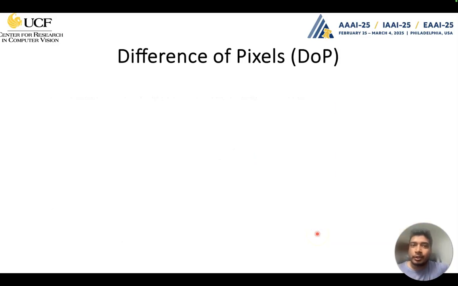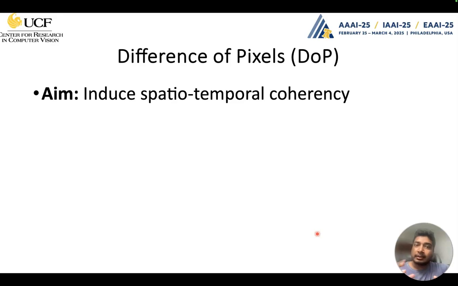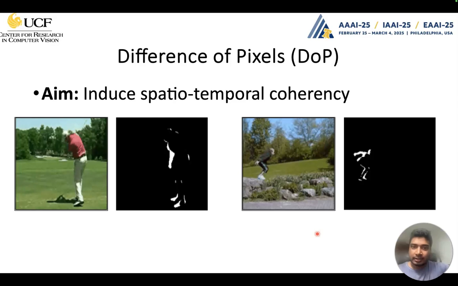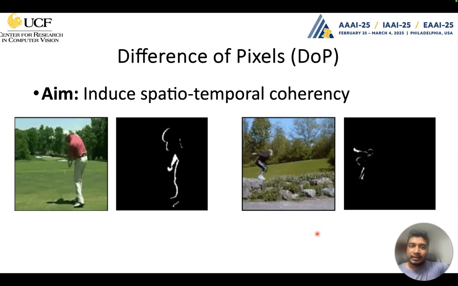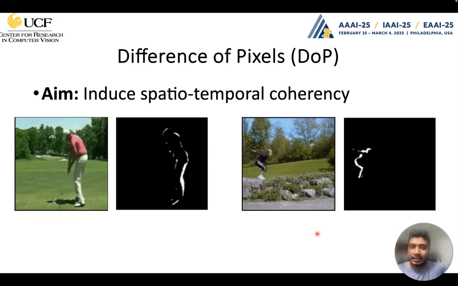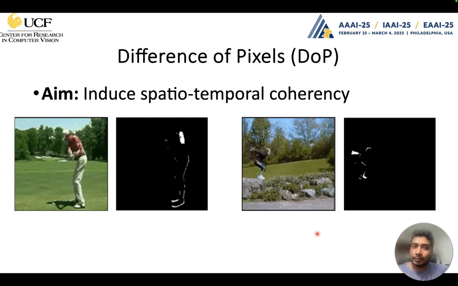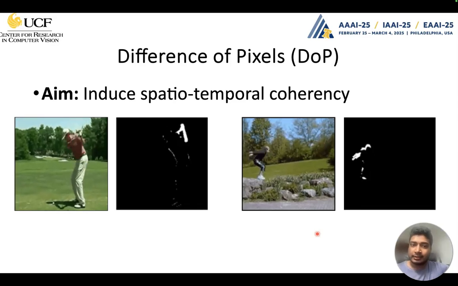Now moving on to the second module, the difference of pixels, the aim is to induce spatio-temporal coherency. Here we show two examples. One on the left is about a person doing some action with a static background. And on the right, we see that a person is moving and the background is also moving. Then we see their optical flow map and realize this is the area where we need to put extra focus to have that mask transfer very coherently across the frames.